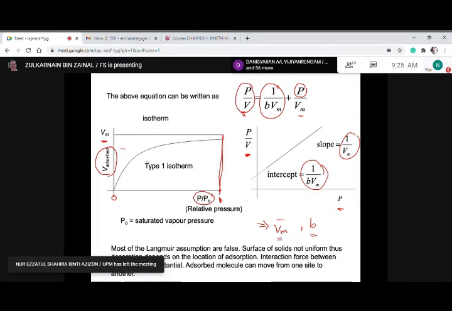Why is the B value important? Because the B value is related to the thermodynamics of the adsorption process, to the energy of the adsorption.